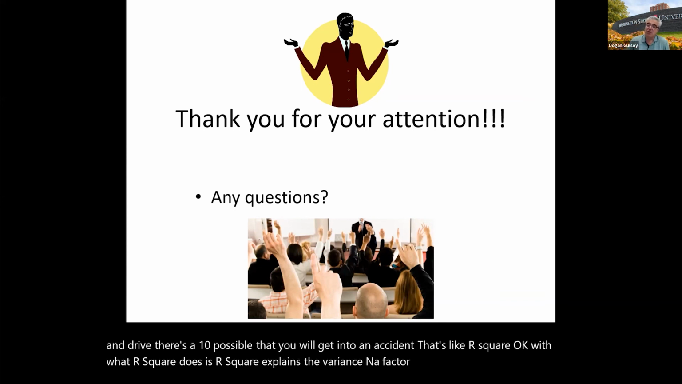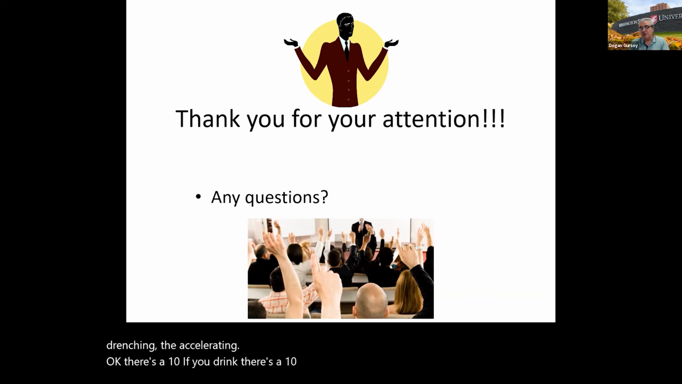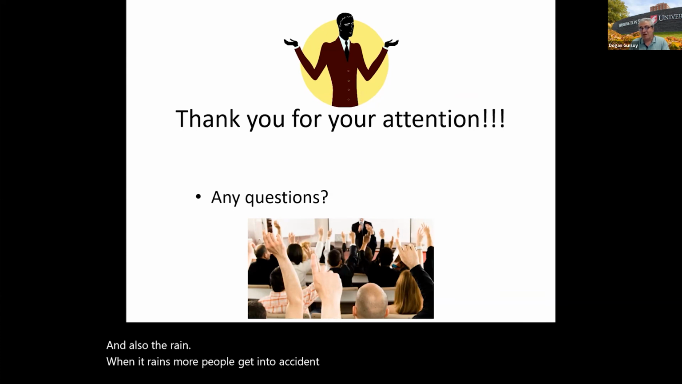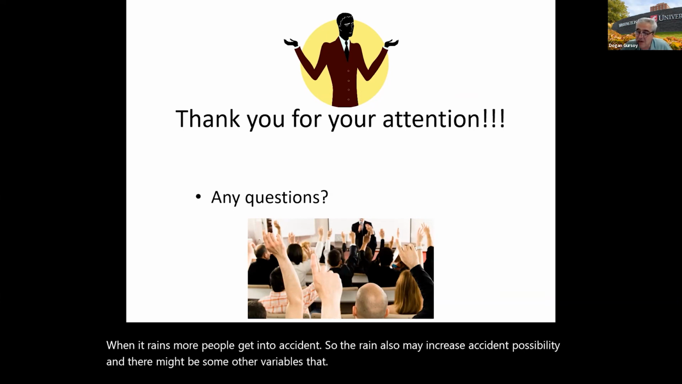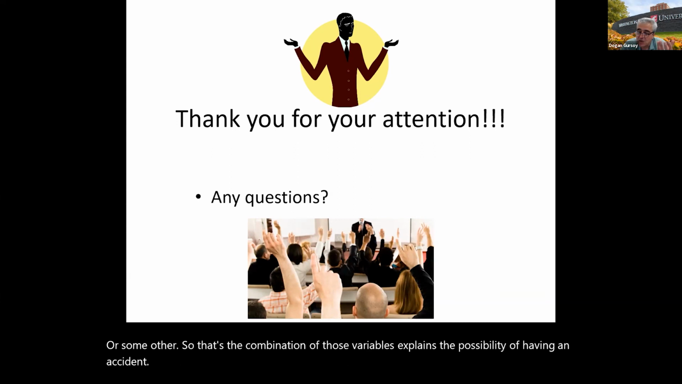What R-square does is explain the variance in a factor. For example, if you drink, there's a 10% possibility you will get into an accident. And also, when it rains, more people get into accidents, so rain may also increase accident possibility. And there might be some other variables that may cause accidents, or the other drivers. The combination of those variables explains the possibility of having an accident, and R-square explains that variance.